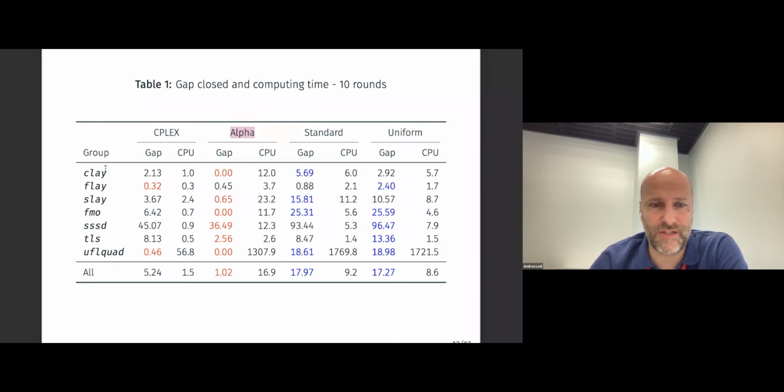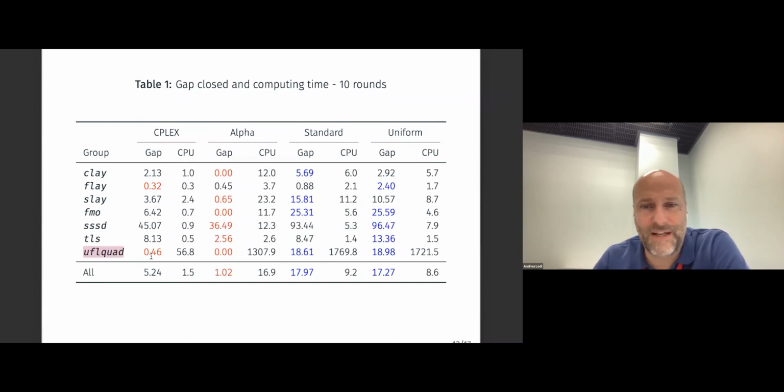The second column is CPU time. The instances belong to different families, some of which, Oktay, you are familiar with: uncapacitated facility location with quadratic objective function, which you cooked up, I believe. And then various other problems in the literature.